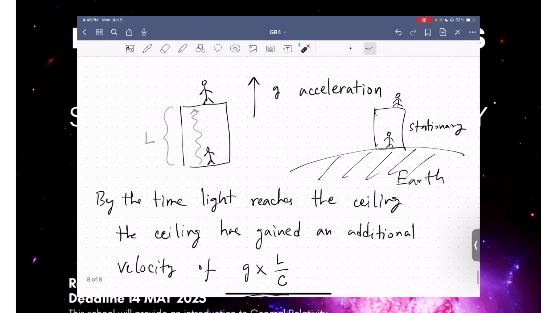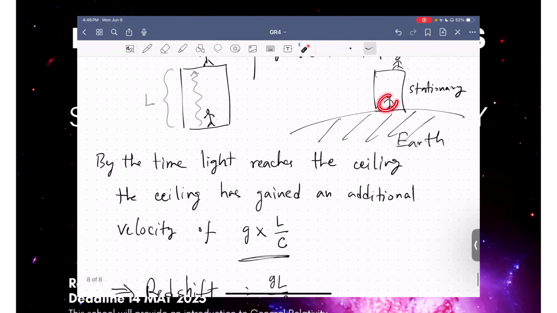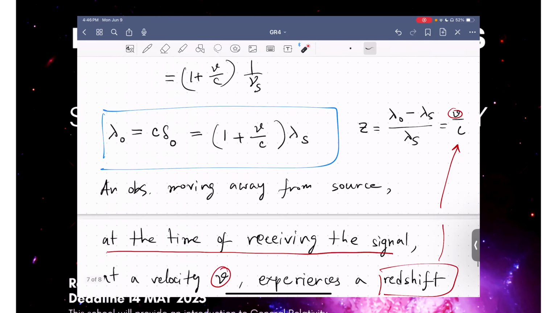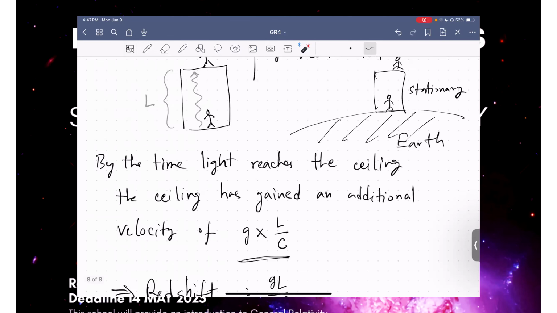In particular, if there is a redshift in this setup, there will be a redshift in this setup. So on Earth, if light is emitted from the surface of the Earth and observed by someone at a height of L, they will observe a wavelength that is larger by this fraction relative to the original wavelength, which is quite an astounding conclusion from the equivalence principle, right?